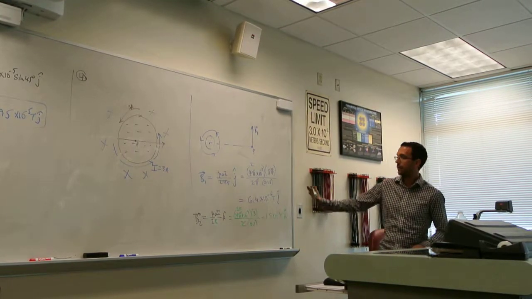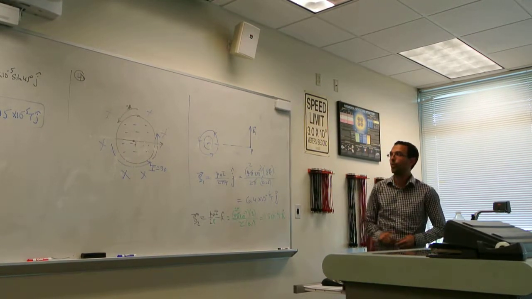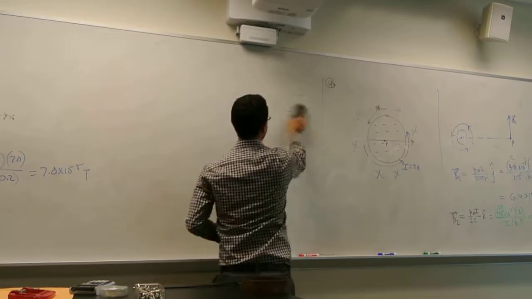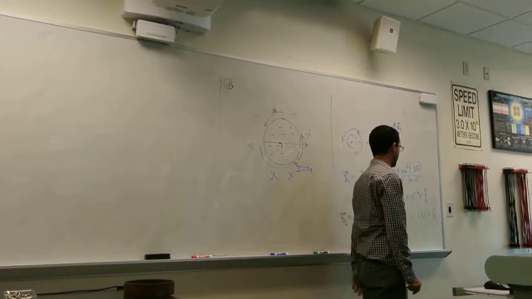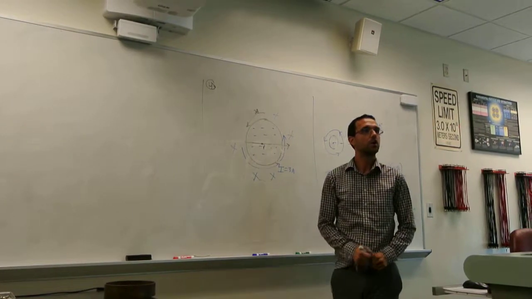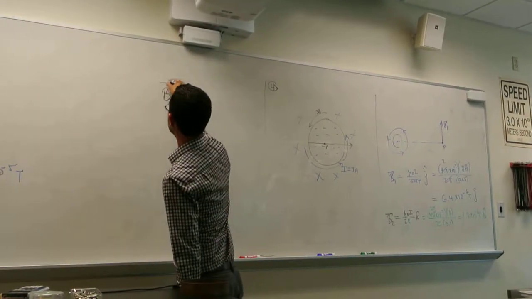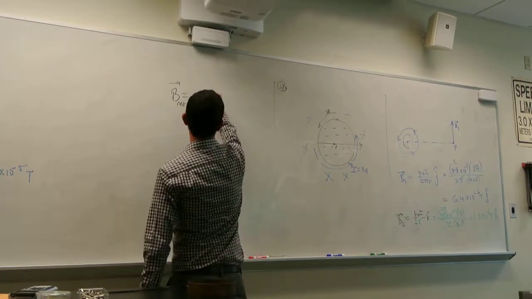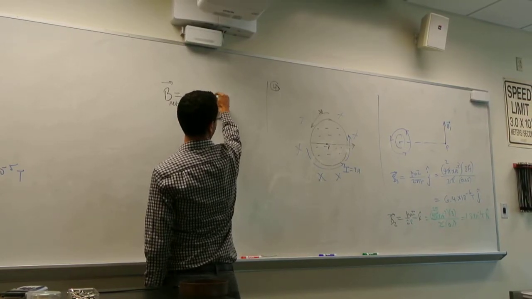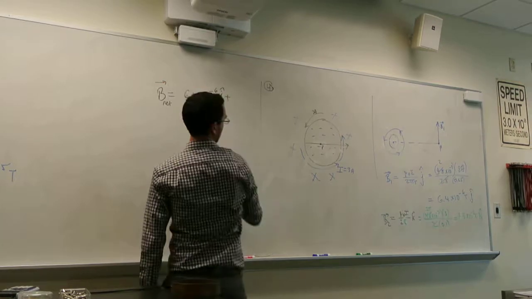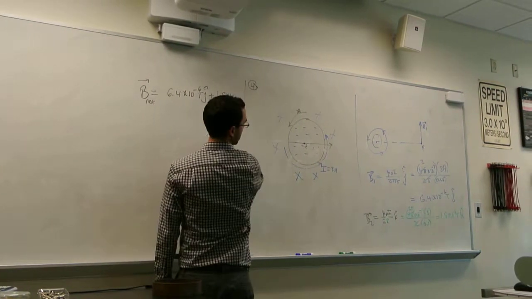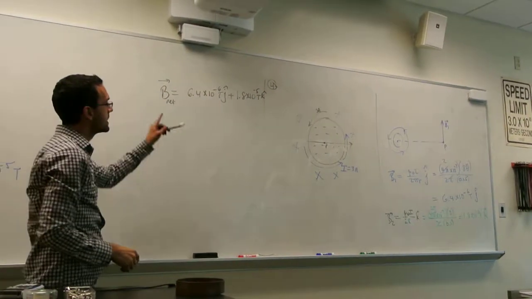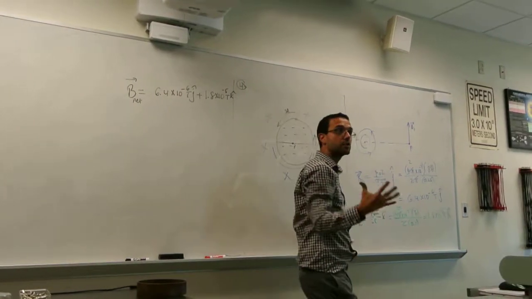Okay, so does everybody see how we got these two fields? So now if I want the net field, what would I do using superposition? I would add them. Can I just add their magnitudes? Can I just add 6.4 times 10 to the minus 6 plus 1.8 times 10 to the minus 5? Can I do that? No, because they're in different directions. So I add them vectorially. I say that B net is equal to nothing in the x direction, 6.4 times 10 to the minus 6 Tesla in the j direction, plus 1.8 times 10 to the minus 5 Tesla in the k hat direction. That's my net field. Does everybody agree with that statement? Yes. Okay, so that's the first part of the problem.